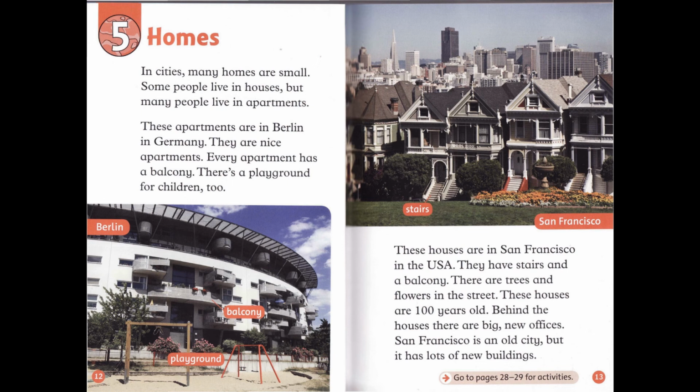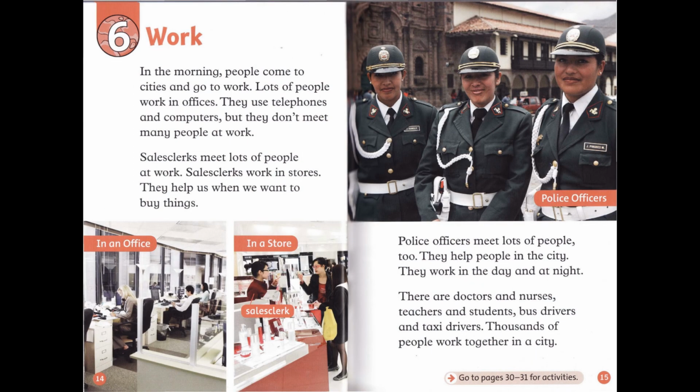Chapter 6. Work. In the morning, people come to cities and go to work. Lots of people work in offices. They use telephones and computers, but they don't meet many people at work. Sales clerks meet lots of people at work. Sales clerks work in stores. They help us when we want to buy things.